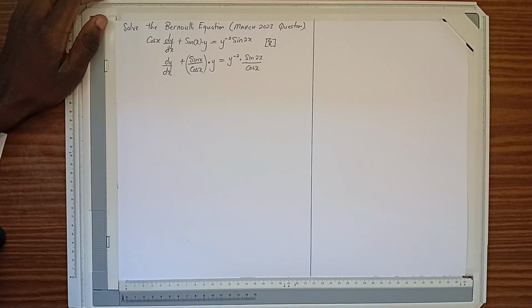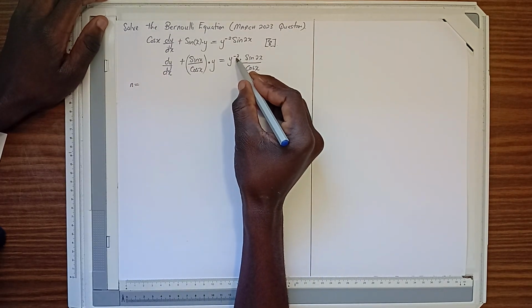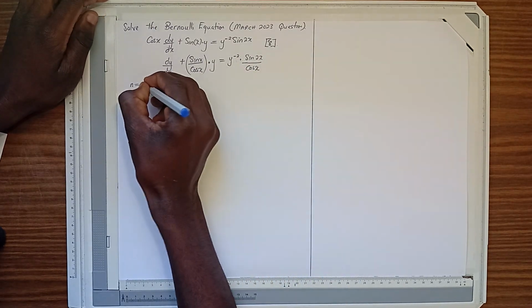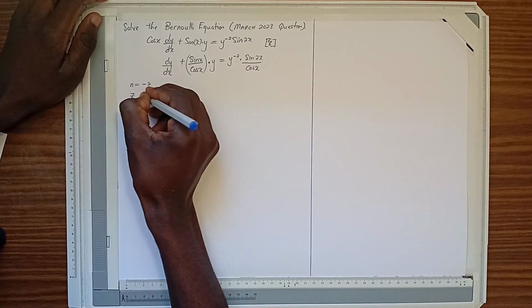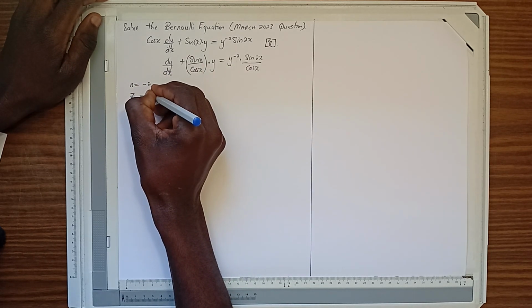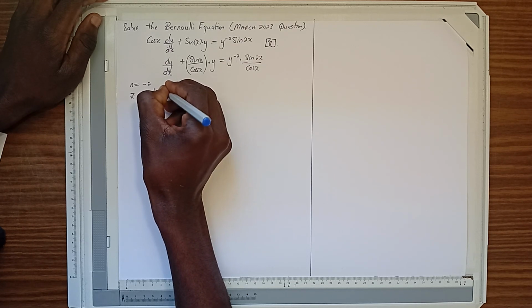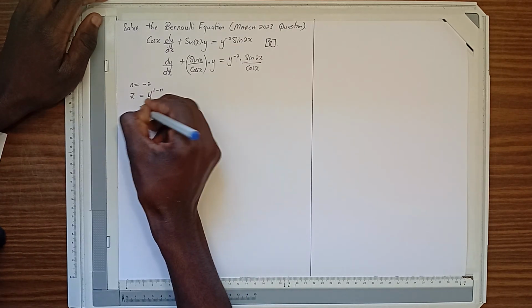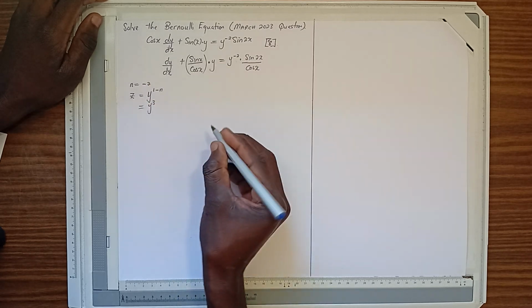Now we have to deduce our small n. Small n is the power of y here, which is negative 2. And we know that z is given in the form y to the power of 1 minus n. So if we put in our n, which is negative 2, we get y cubed.